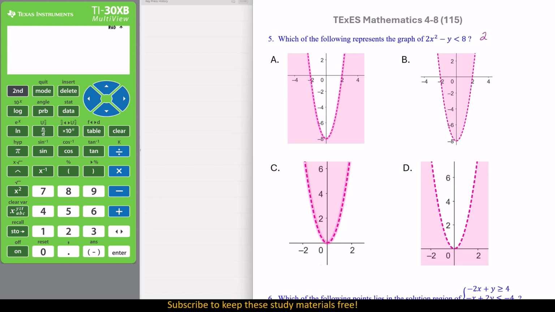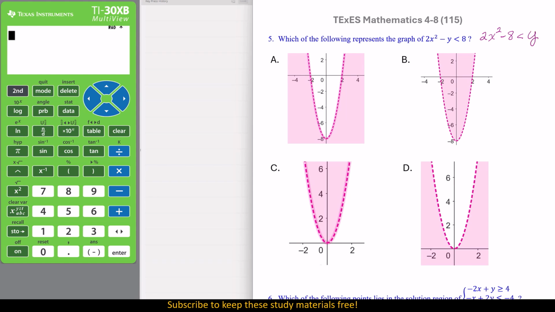You can say 2x squared is okay. Now look, my negative y needs to be on the other side, make it positive, and then my 8 needs to come to the left-hand side, so it needs to be negative. So I have negative 8 less than y.